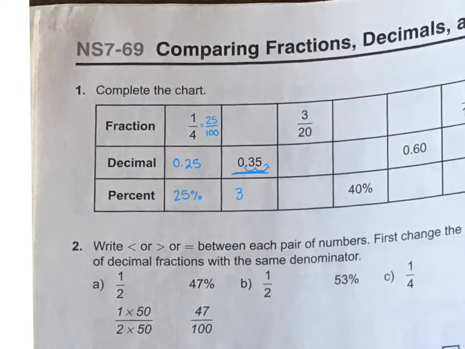It would be 35%. Then to figure out what it would be as a fraction, we can use this as our numerator. And to figure out the denominator, we need to see how many places there are to know how many zeros we need. So we'd put 100 on the bottom. Now, if you wanted to put it in lowest terms, you can, but it doesn't specify that you need to.